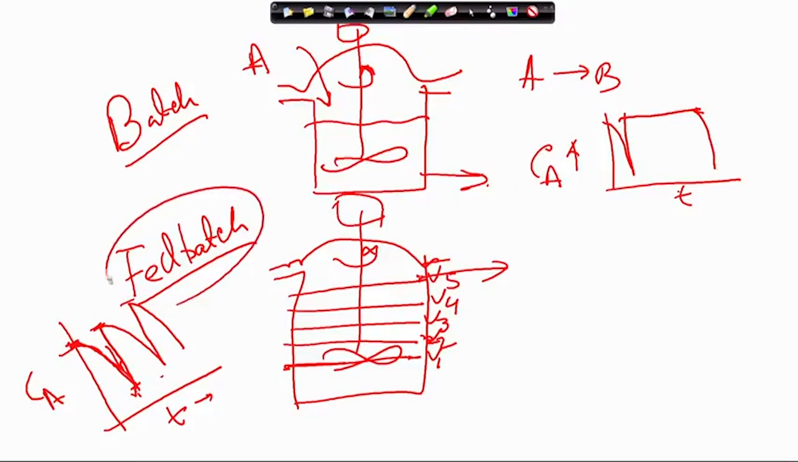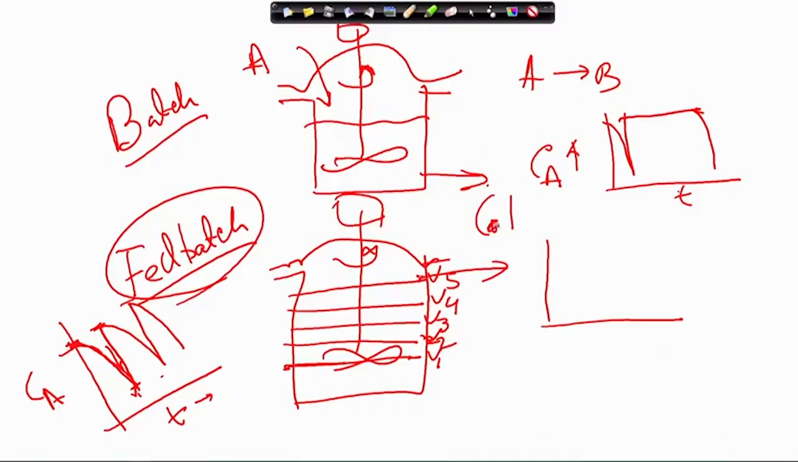Now why do you go for the fed batch system? The fed batch system is applicable where there is a substrate inhibition. In case of substrate inhibition, we prefer the fed batch reactor. We'll discuss when we discuss some different process, I shall discuss in detail.